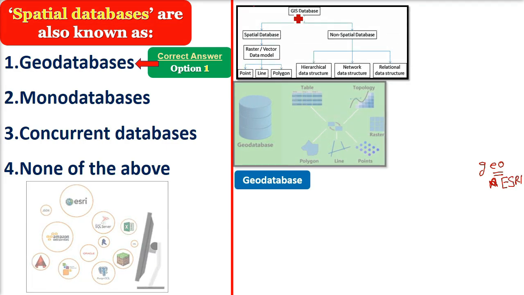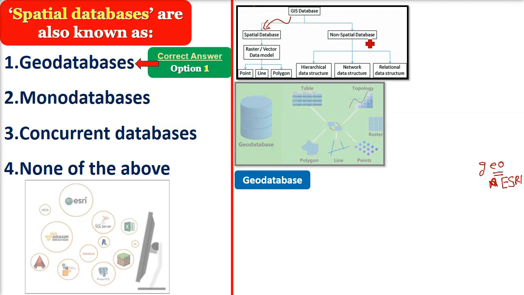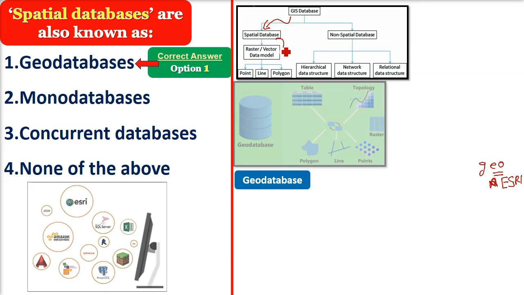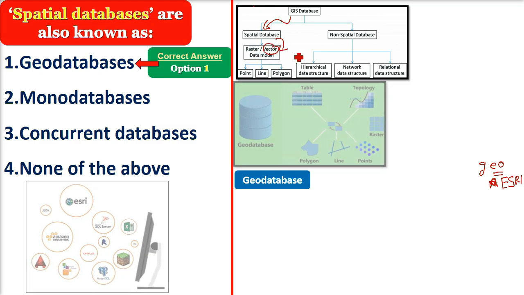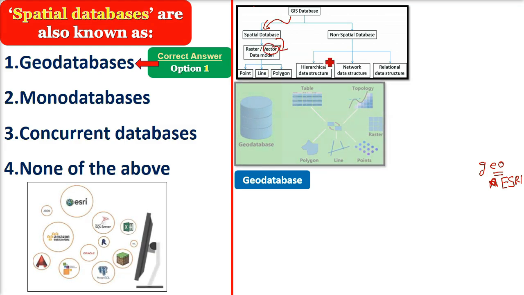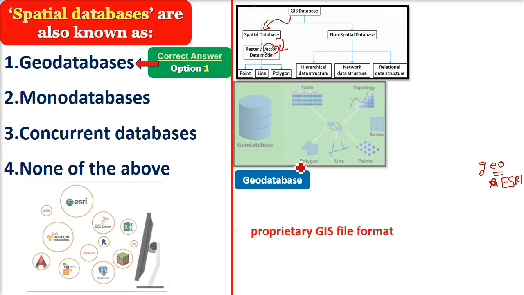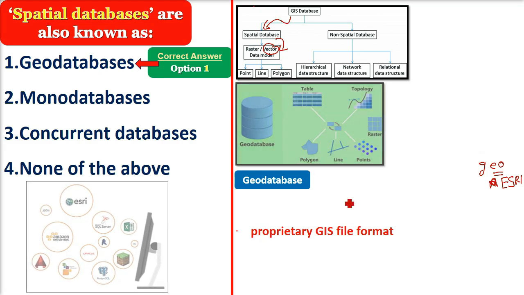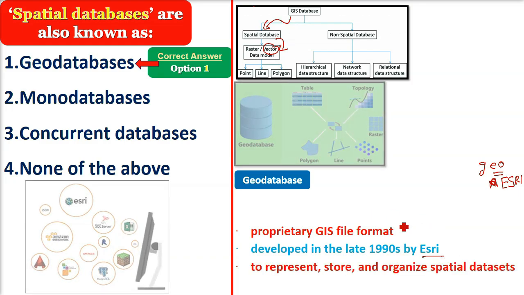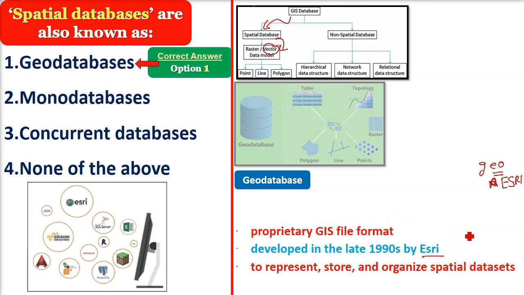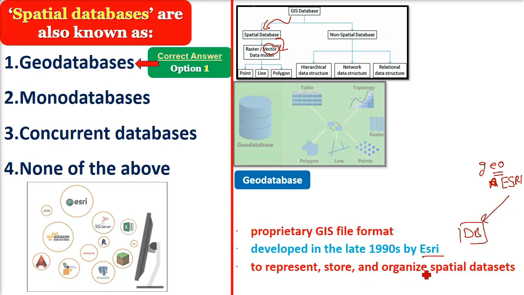First, let us understand this GIS database can be divided into spatial database and non-spatial databases. Spatial databases have the location information, and the data structure in which the data will be put will be raster and vector. Vector can be point, line or a polygon. When it comes to a non-spatial database, this is how the database is structured. That is, it is in table, relational, network or hierarchical form. So geodatabase is actually a proprietary GIS file format, developed by ESRI to represent, to store and to organize the spatial data sets. It's nothing but the database name from ESRI.